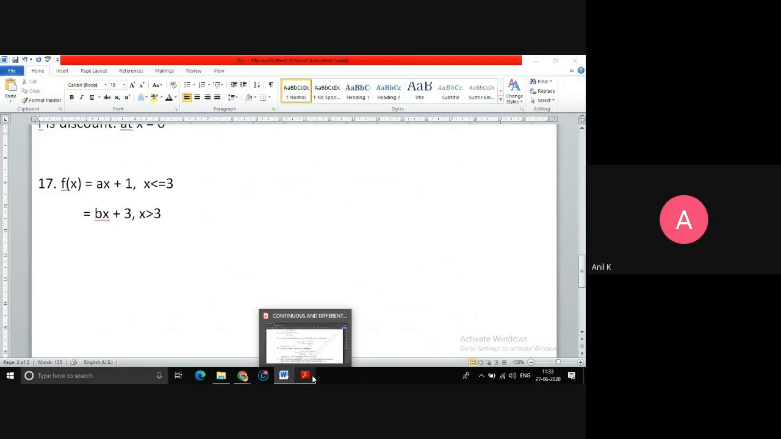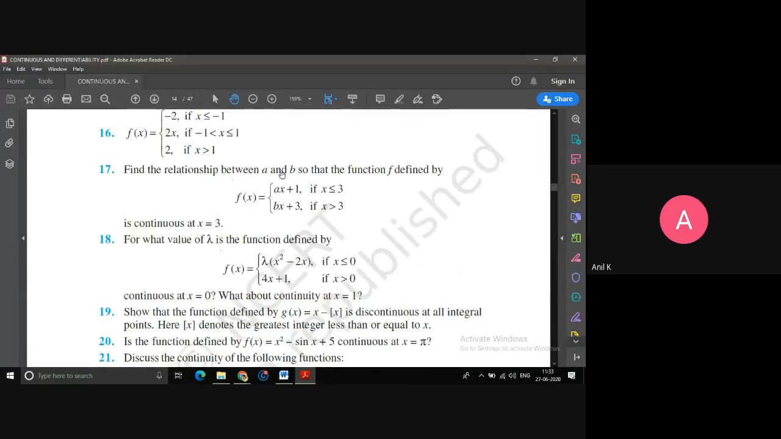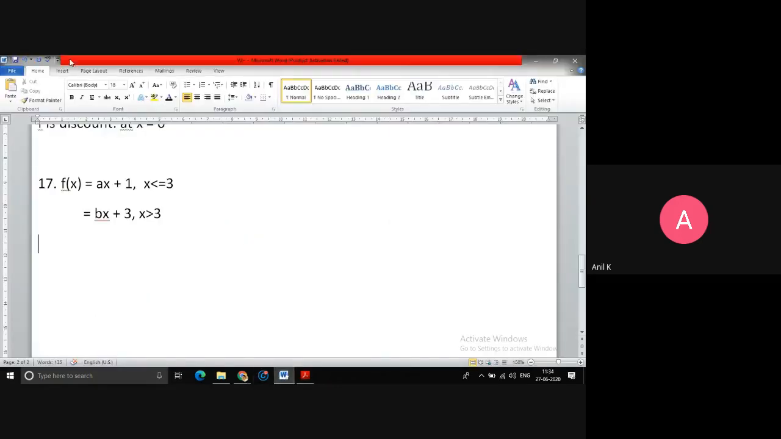And one more condition is given. Find the relation between a and b so that the function defined by this is continuous at x equals 3. So in the question itself they mention f of x is a continuous function. So as f of x is a continuous function, then the left limit and right limit must be equal to one another.